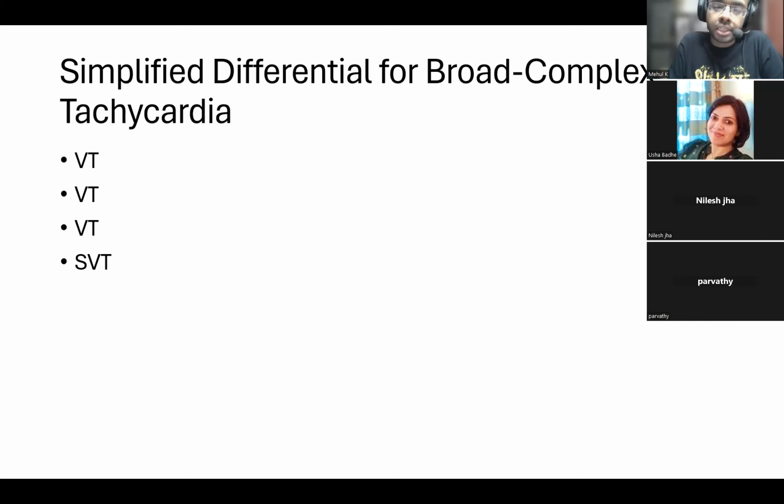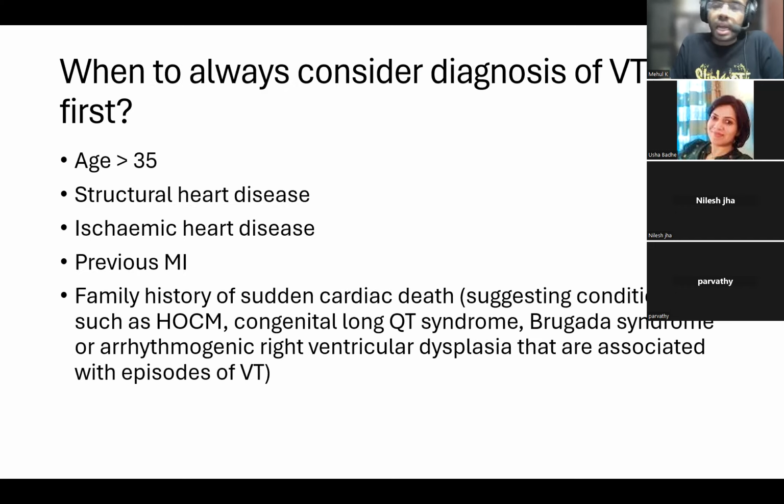Moreover, in adult patients, VT is going to be the more common diagnosis, especially in patients who are elderly. So they say age more than 35 years. Younger than 35 years, and the patient is very, very stable, then you just start thinking of other things. But once your age starts increasing, then the likelihood of VT also starts increasing.